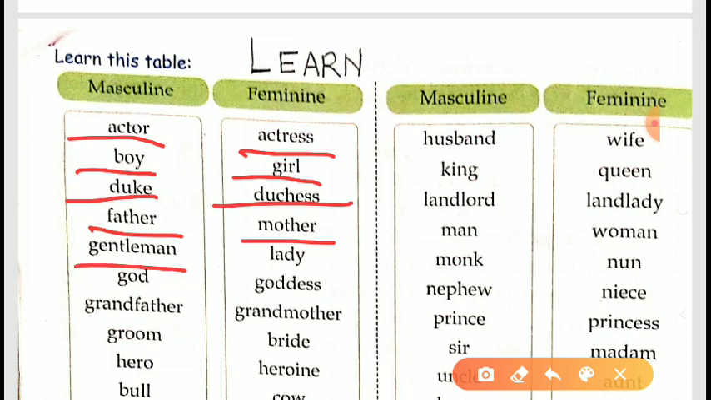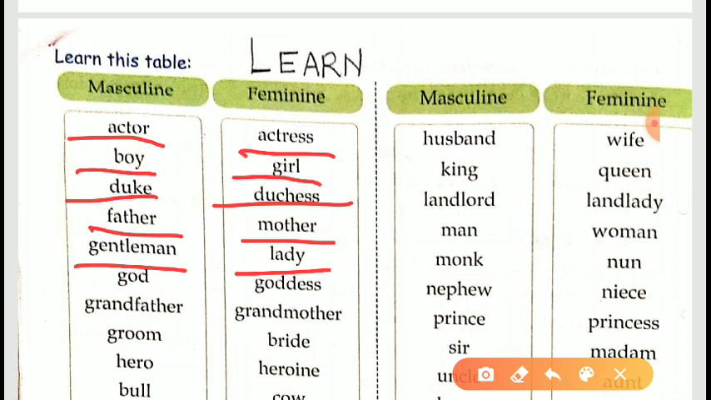Gentleman. The feminine gender of gentleman is lady. Gentleman, lady. You need to remember, because when a question comes, write the feminine gender of gentleman, then you need to remember that the feminine gender of gentleman is lady. And it can also come, write the masculine gender of lady. So you need to write gentleman. So you need to remember both. You need to remember them in pairs. Gentleman, lady. Lady, gentleman. Then God.